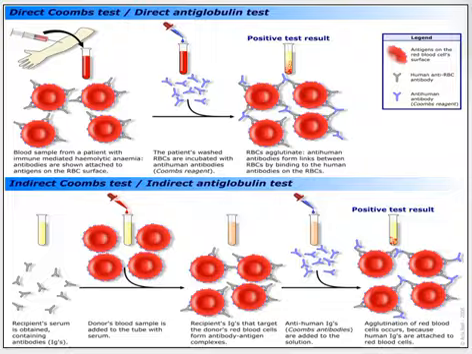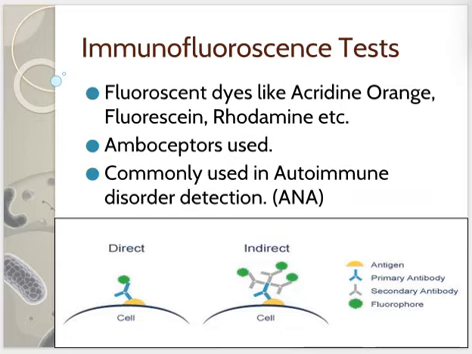Immunofluorescence tests use fluorescent dyes attached to antibodies to detect specific antigens in cells. Direct immunofluorescence involves a labeled antibody binding directly to the antigen, while indirect immunofluorescence uses a secondary labeled antibody to detect a primary antibody bound to the antigen. These tests are especially useful in diagnosing autoimmune disorders, offering sensitive and specific detection.